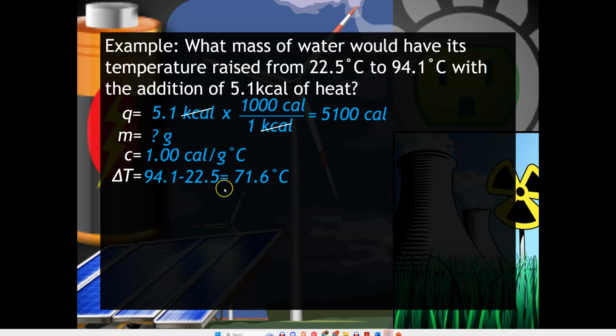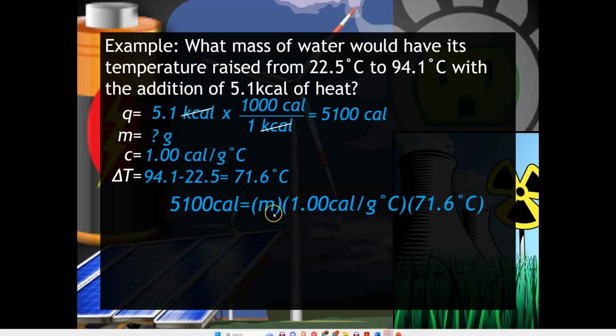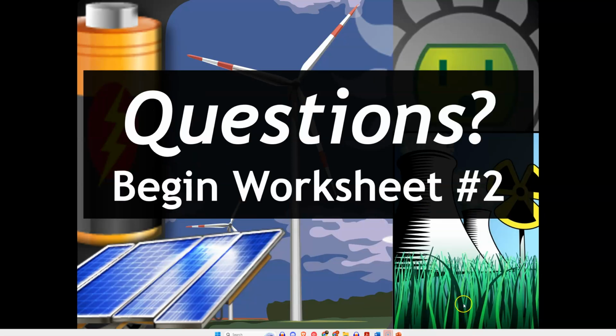Now we're going to plug this in and solve for mass. We're going to divide everything by 71.6. So our mass here is 71 grams. Okay, any questions? Go ahead and complete worksheet 2.